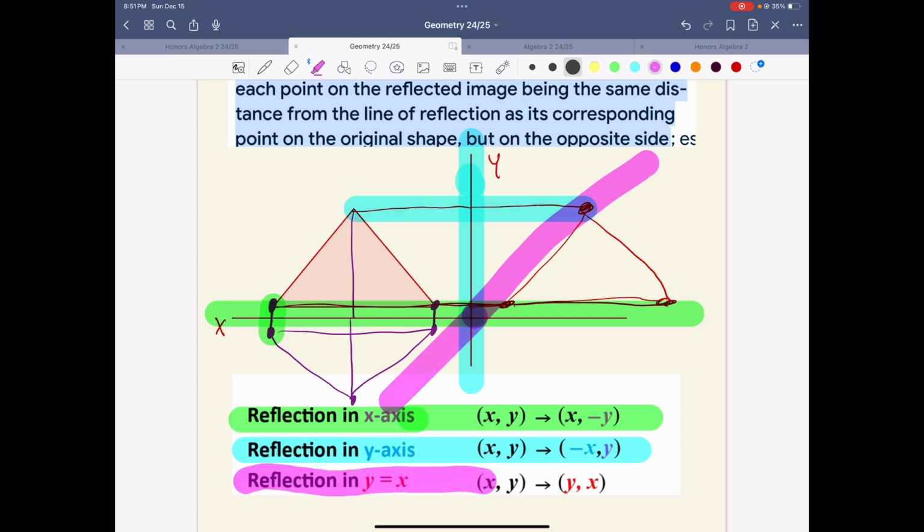That's a reflection across the line y equals x. And when we do that, our x and our y value just change. No sign changes. What was x becomes y, and what was y becomes x. So again, make sure you have these things in your notes for reflections. If you have them in your notes for reflections, you can just go ahead and use them.